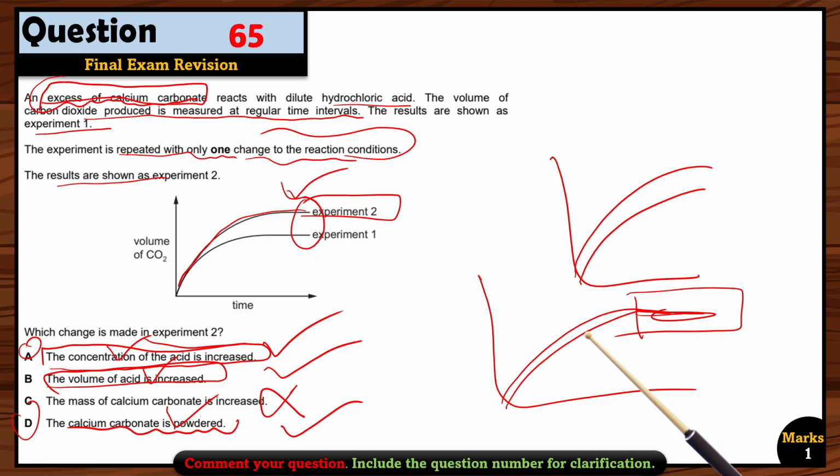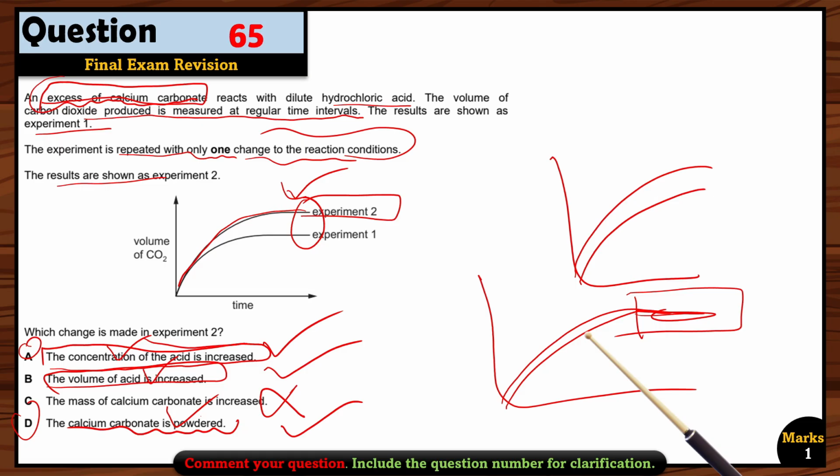So it means the only option that can be right here is the volume, because they increased the volume. So now the concentration is also increased and the volume, the number of the particles also increase, so more chances of collision and also there are more number of particles to collide. So that's why you have more volume of carbon dioxide. So the best option here should be B.